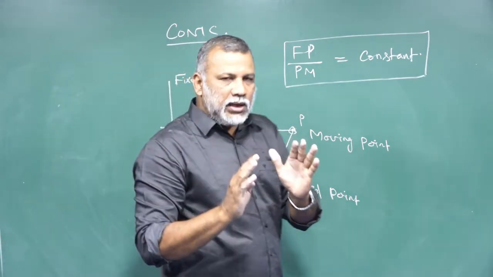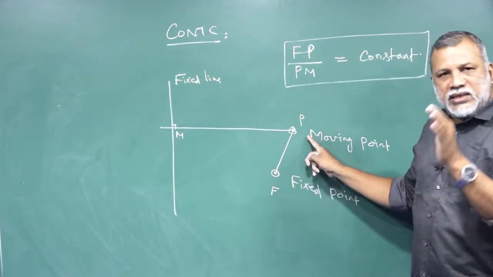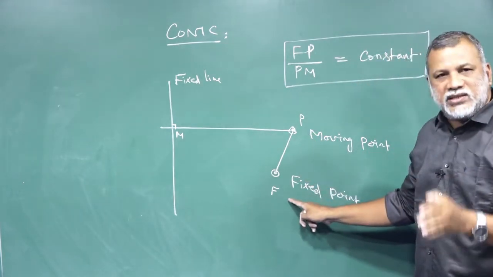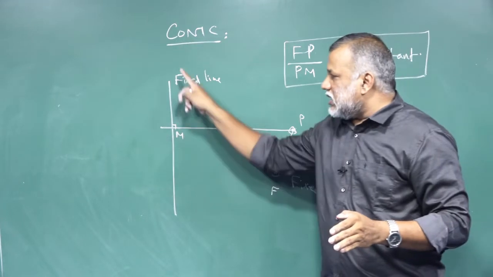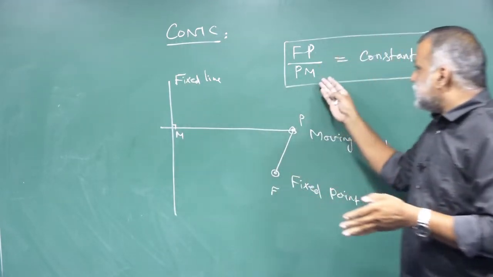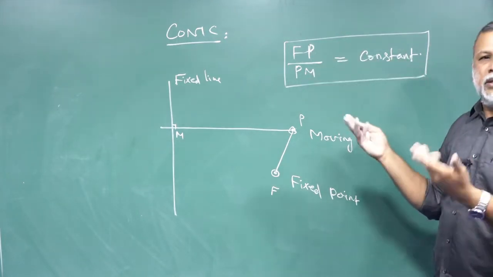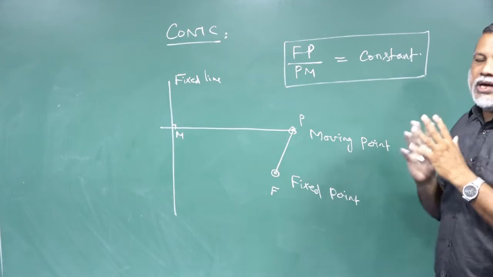Once again, recall: the locus of a point which moves in a plane such that the distance from a fixed point bears a constant ratio to the distance from a fixed line. This is denoted by FP by PM equal to constant. It produces a numerical value. This must be a constant.